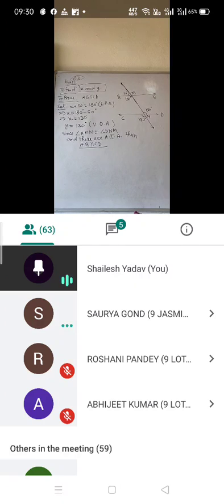Chapter number 12.3. Okay, just wait. Chapter number 12, okay, but the NCERT book is given only up to chapter 12, exercise 12.2. Yes, sorry. If you are having any problem regarding this chapter or exercise, you can ask me.